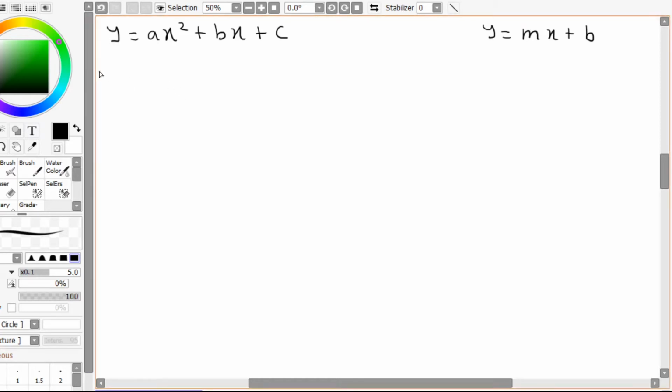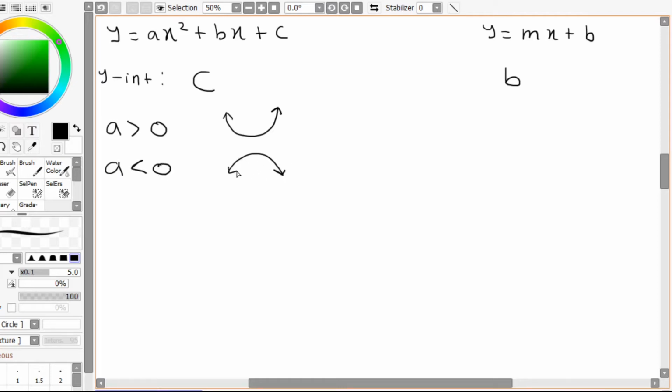For example, I can tell you that in order to see the y-intercept, you have to take a look at c. Just like in here, we took a look at b. Another thing is the importance of a. When a is greater than 0, the parabola is going to open up. And when a is less than 0, the parabola is going to open down.